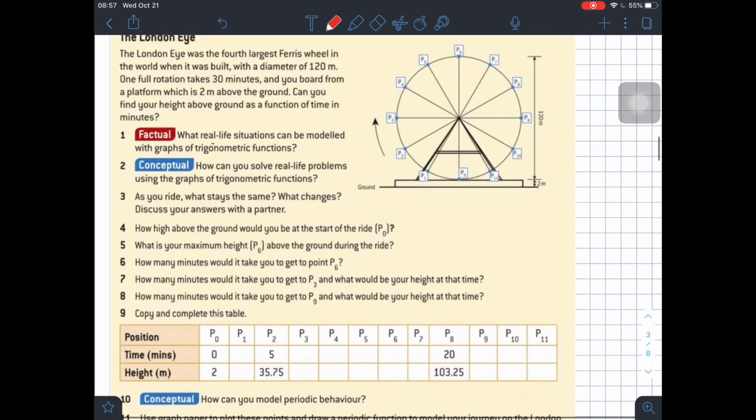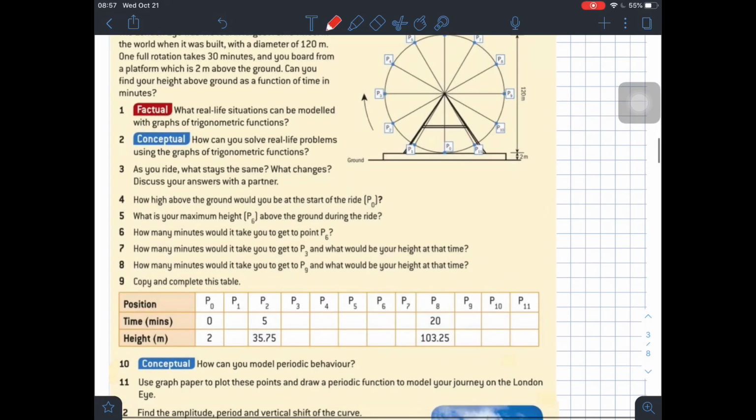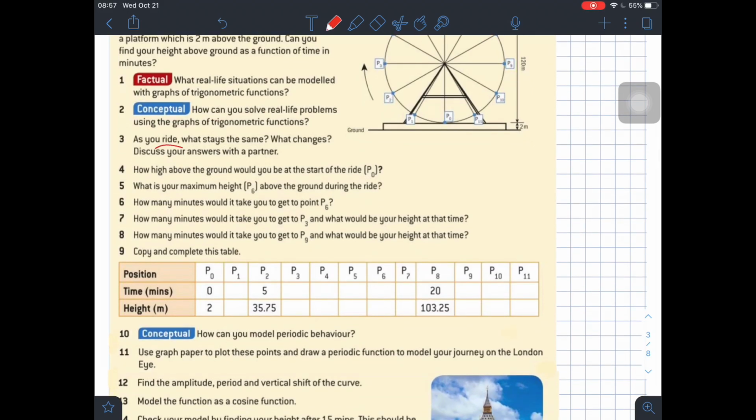It says, what real-life situation can be modeled with graphs of trigonometric functions? Okay, we already mentioned that before. Then number 2, how can you solve real-life problems using graph of trigonometric functions? We're going to see that right now. Number 3, as you write, what stays the same and what changes? Discuss answers with a partner.